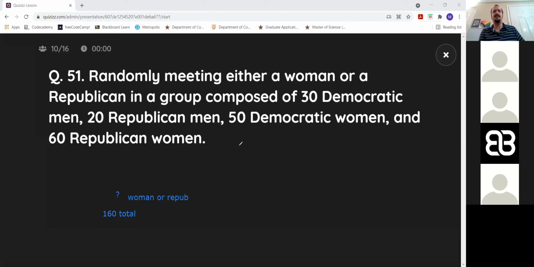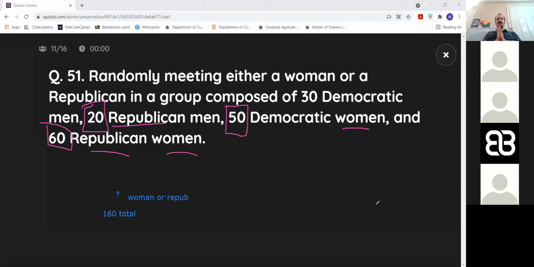All right, so there are 160 people total. I get that from adding all these numbers up. Out of those, how many are either women or Republican? 30 Democratic men, are they women or Republican? No. So what am I looking at? Are these people women or Republican? They're Republican. Are these people women or Republican? They are women. Are these people women or Republican? Yes and yes, right? Doubly so.